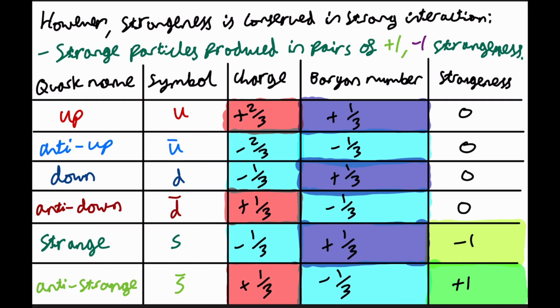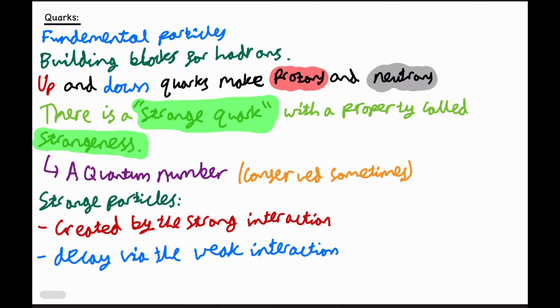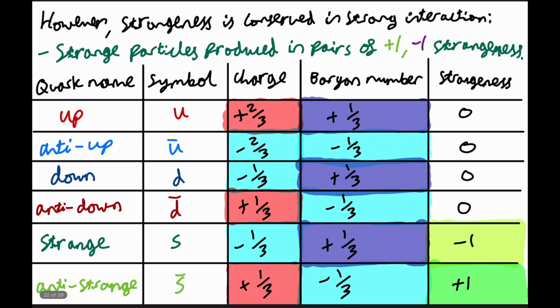But strangeness has to be conserved in the strong interaction. I know they said they were created in the strong interaction and decay by the weak, and because in the weak it's not conserved, you could assume that it's not conserved for the strong, but it is actually. It has to be conserved for the strong because in strange particles, when they are produced, they come in strange anti-strange pairs, which have a strangeness of +1 and -1. So you can actually start with a strangeness of 0 on one side and 0 on the other side while still having strange particles, because you'll have a strangeness of +1 and -1 on the other side, which cancel out to make 0. So it has to be conserved in strong interactions.